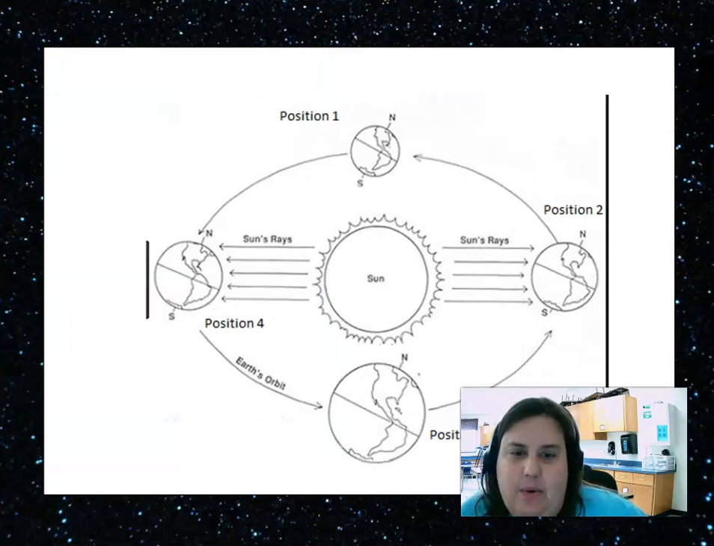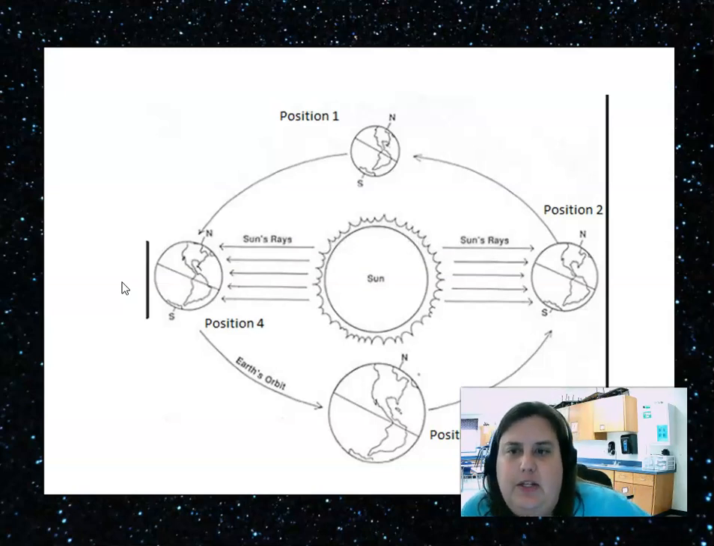Okay, so now we're going to look at these models all put together, and I want you to turn to the back of your paper, and we're going to label both of these models that you see. So this is just a sun, earth, seasons model, and what you're responsible for knowing is how to label the seasons on this particular diagram.